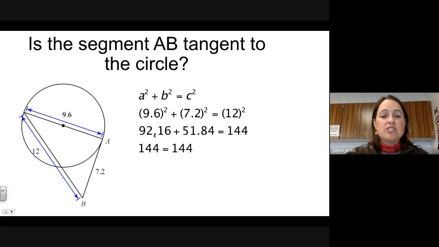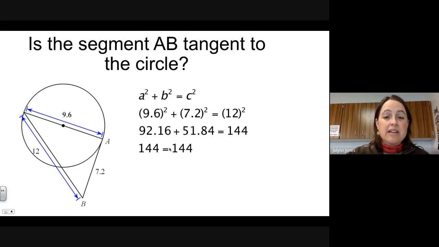Now I've got 92.16, that's the 9.6 squared. And then 51.84 is 7.2 squared. And then 12 squared is 144. So when I add those two parts together, I do get 144.